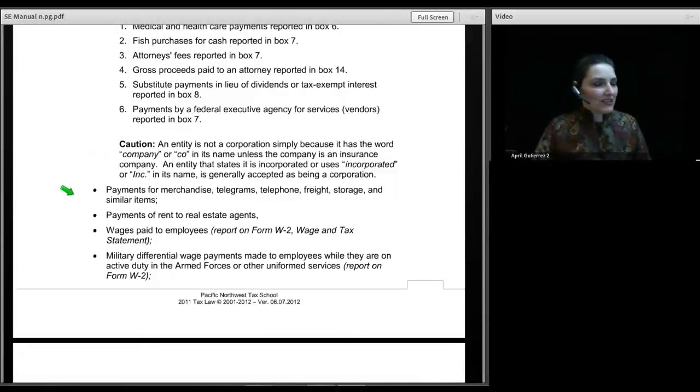Also, you are not required to issue a 1099 if you made payments for merchandise, telegrams, telephone, freight, storage, and similar items. This is a rather important one because, when you're working with a restaurant, for example, or you're working with a retail store, they're going to be making lots of payments to vendors.